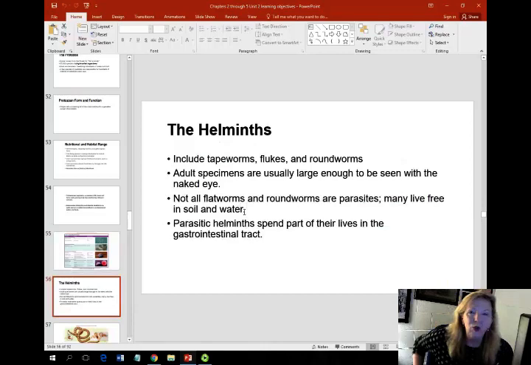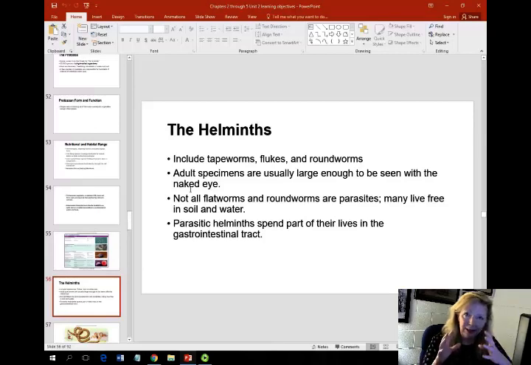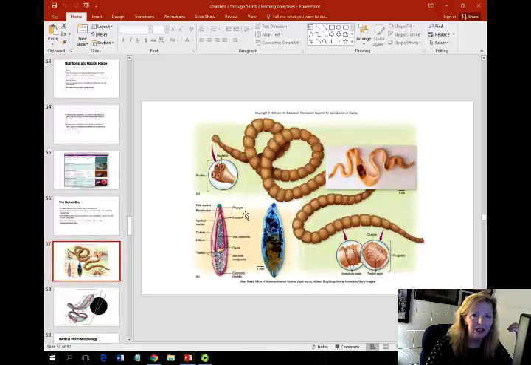Then the next group and the last group with this are the helminths. The helminths are worms. So tapeworms, flukes, and roundworms. This is where this helminthic group falls in the animal kingdom. Certainly most of these we can see with our naked eye, the adults we can, but oftentimes you might miss the adults, and the only thing that you're actually seeing from specimens that you're collecting are going to be the eggs or the larvae. And so this is why we include them in our study here.